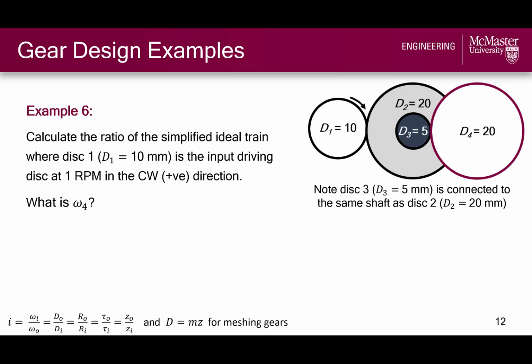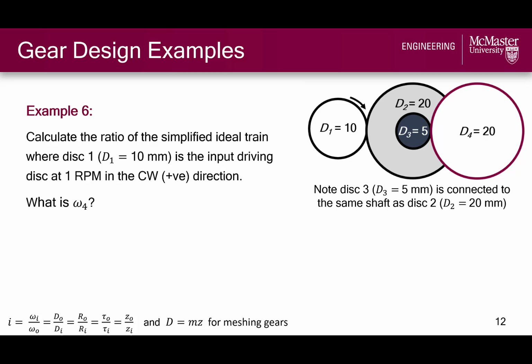Now let's consider an alternative compound gear train arrangement where gears 1 and 2 are meshed with diameters of 10 and 20 millimeters respectively, and then gears 2 and 3 are axially connected, and gears 3 and 4 are meshed with diameters of 5 and 20 millimeters respectively. If the input gear 1 rotates at 1 RPM clockwise and we want to calculate the resulting output gear 4 angular velocity, we can do so through calculation of the overall gear ratio again, which is equal to the ratio of the input velocity over the output velocity.